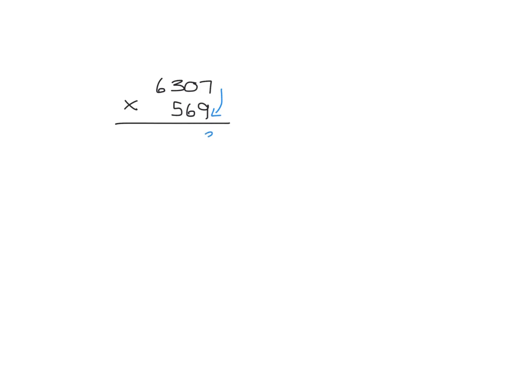The 3 goes in the units, the 6 is carried over. 0 times 9 is 0, plus the 6 gives me 6. 3 times 9 is 27. The 7 goes in the hundreds column, the 2 is carried over. 6 times 9 is 54, plus 2 is 56.